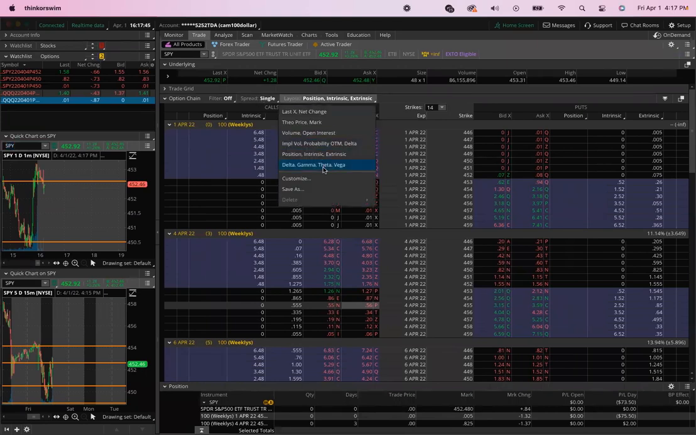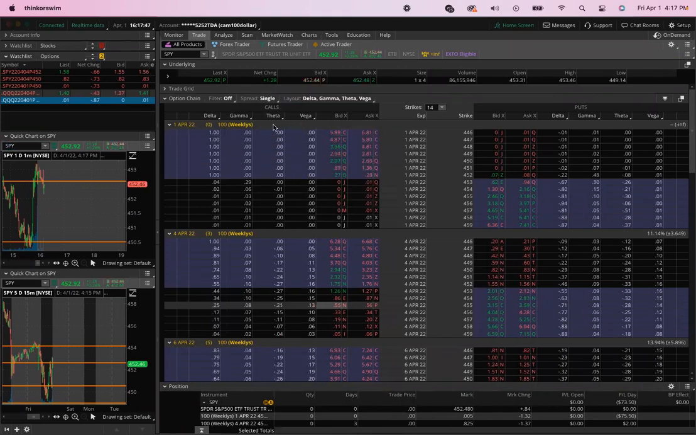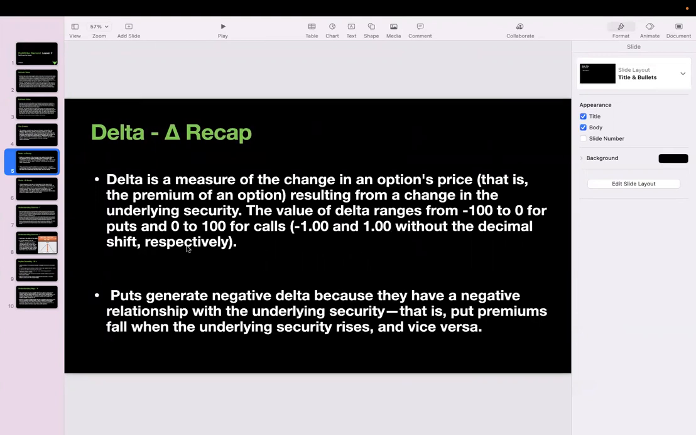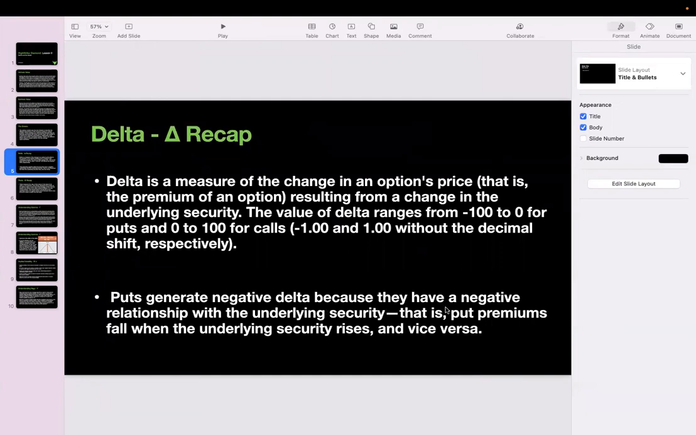If I actually move this over to the Greeks, delta, gamma, theta, vega, the delta is measured in decimal points. So 1.00 is equivalent to 100. 0.04 is equivalent to 4. 0.28 is equivalent to 28. So that's just what I'm getting at here. Puts range from -1 to 0, and calls from 0 to 1, without the decimal shift respectively. Puts generate negative delta because they have a negative relationship with the underlying security. That is, put premiums fall when the underlying security rises, and vice versa.